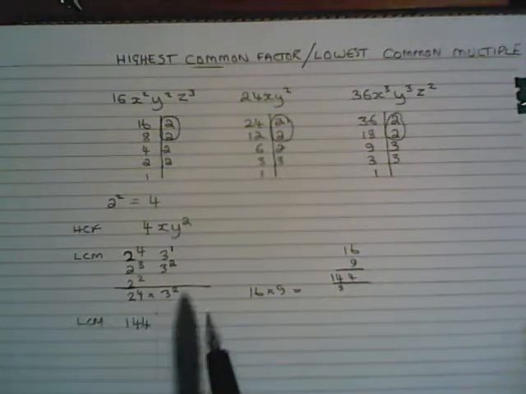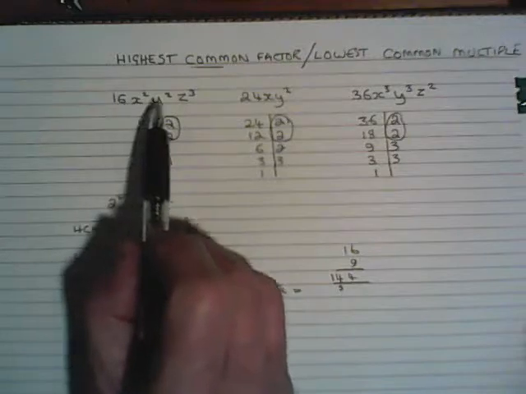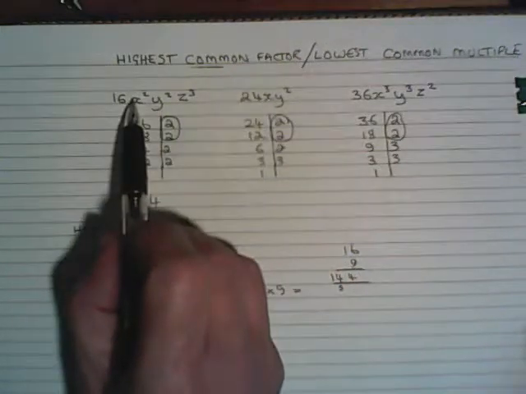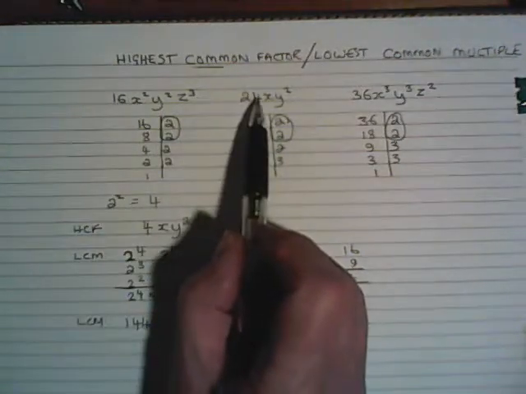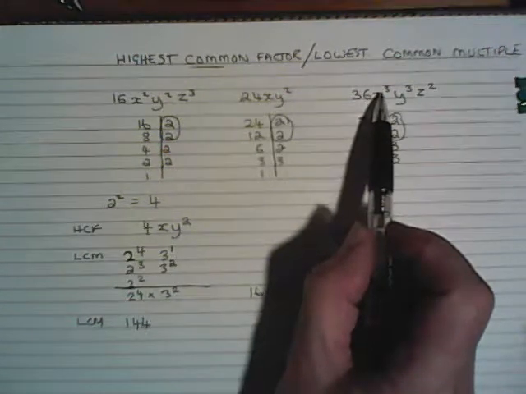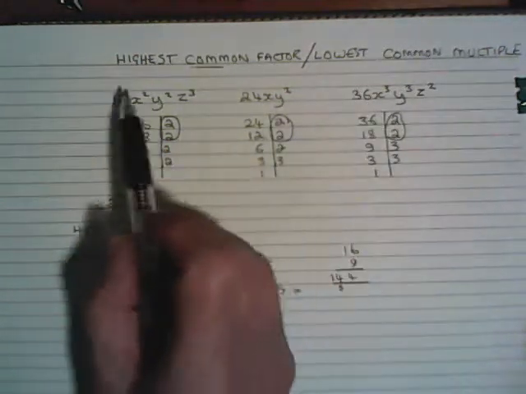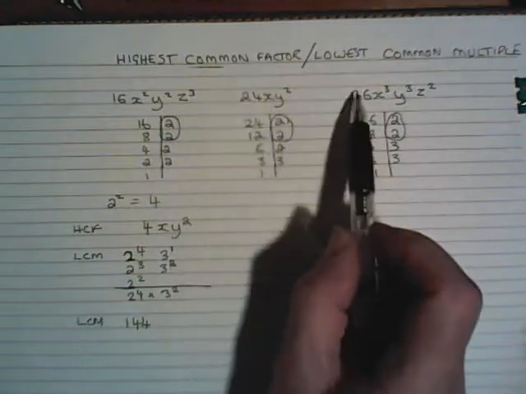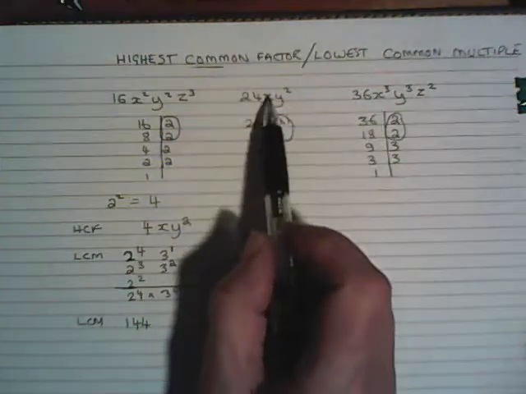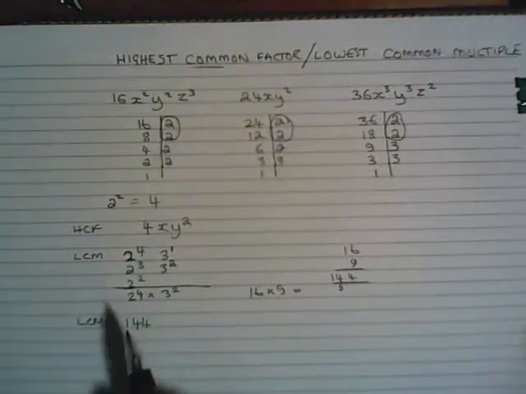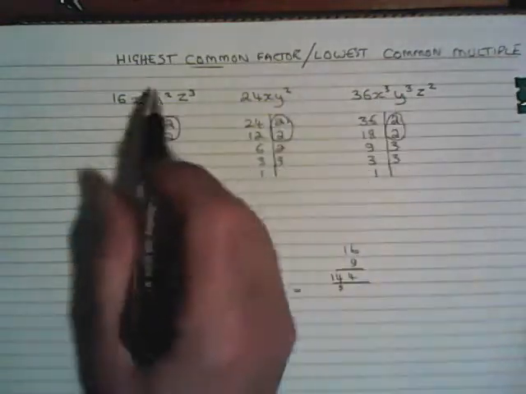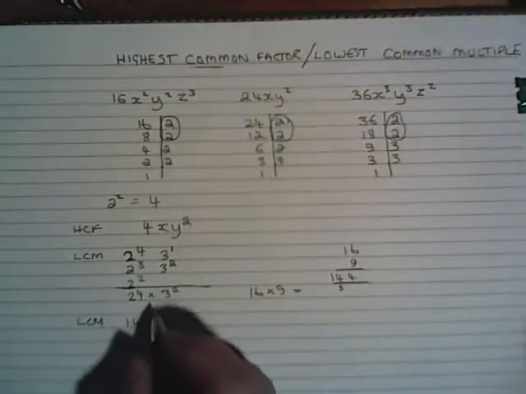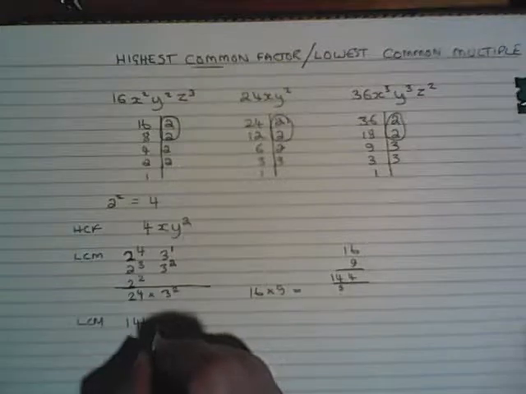Now we need to look at x. X squared won't go into x. X will go into x squared, and x will go into x cubed. And x squared will go into x cubed. So the lowest common multiple for x here is going to be x cubed, i.e. x will go into it. X squared will go into it, exactly. So we've got x cubed.